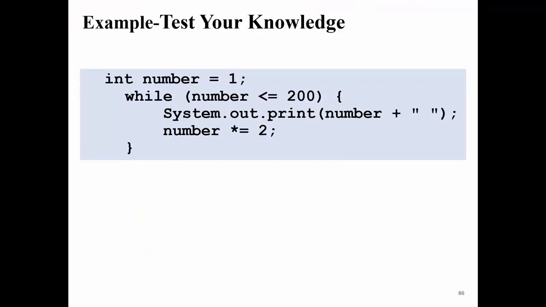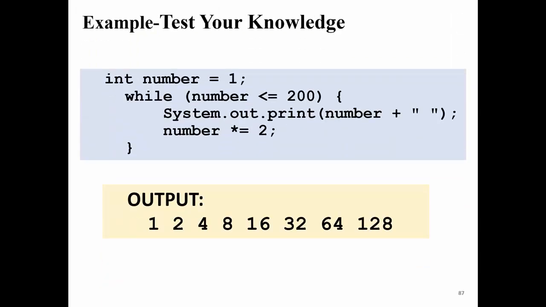Now test your knowledge. What do you think the output from this one is? First, we define the initial value for number equal to 1. Then we go to the loop and we print something. What do you think we're going to print? What will be printed? Yes, up to what? What's the last one? Give me the last one. 200? The last one is 128. So this is the output of this code. Any question?